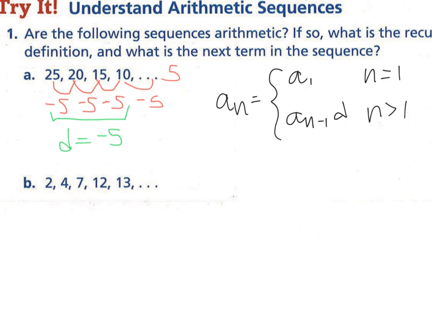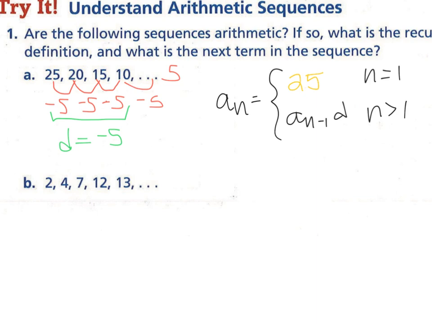Now we only have to change 2 things in this particular formula in order to write the recursive formula. We change our a sub 1. Our a sub 1 is the first term in the sequence. So the first term in this sequence is 25. So we put a 25 in there. And then the only other thing that we change is our common difference.